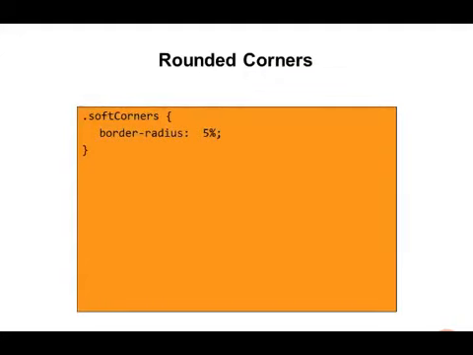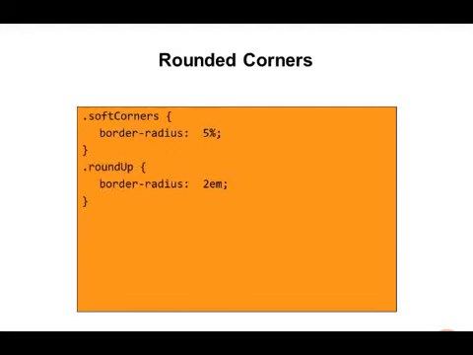Here we have an example of applying a class name called soft corners. And we're using the border radius property and setting it to 5%. Where this has an advantage in using this approach with the percentage is that whatever we're applying it to, however big it is, we're using a percentage to say, I want it to be a soft corner.